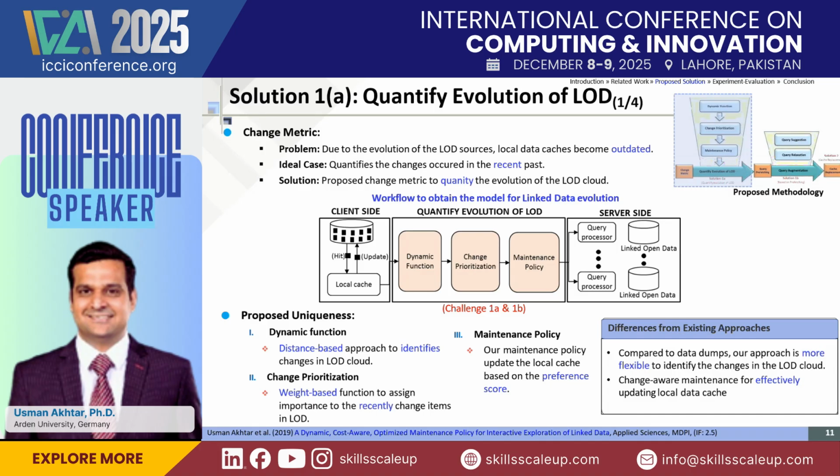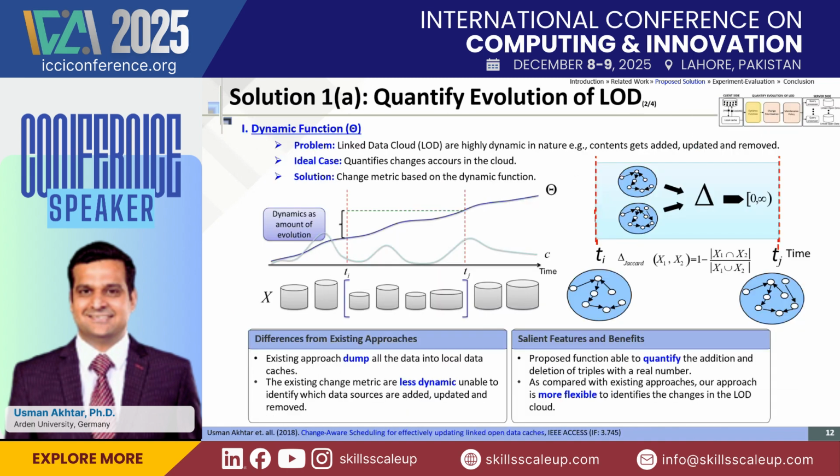So this is the main idea of the change matrix. Which function will the change matrix use? It uses a dynamic function. We use the Jaccard similarity index to capture if more items have been added or removed. So this Jaccard gives us a measure of which items have already been updated, so which items you need to capture.